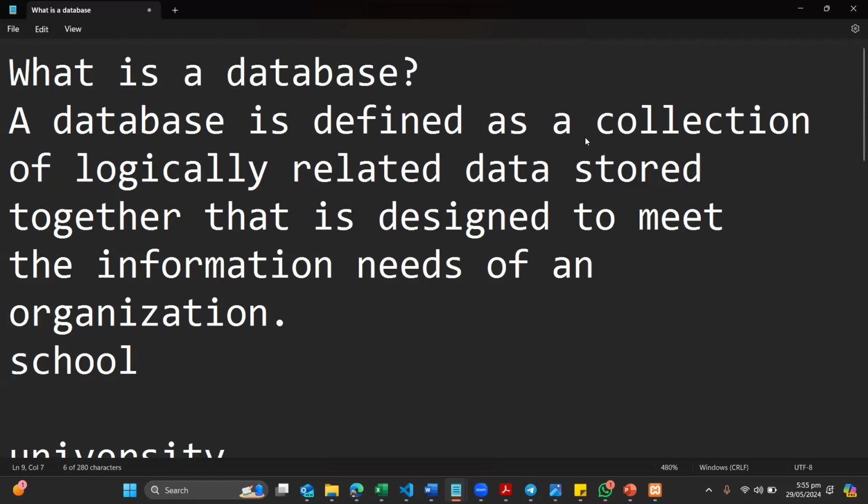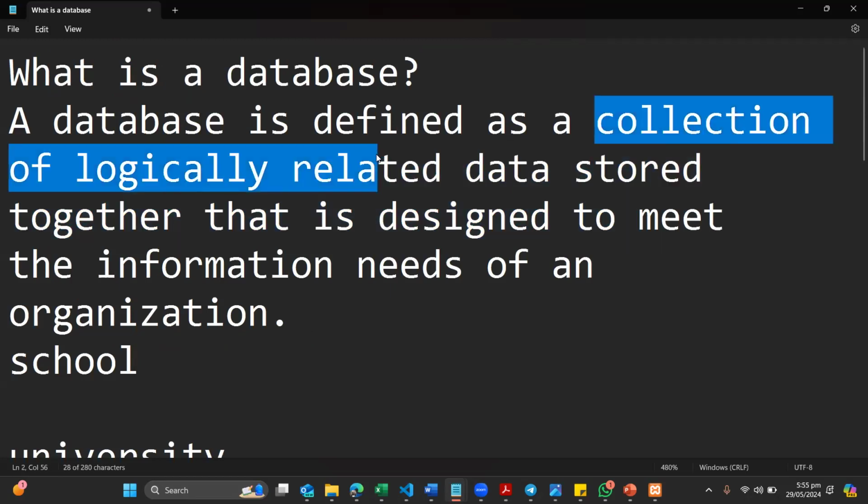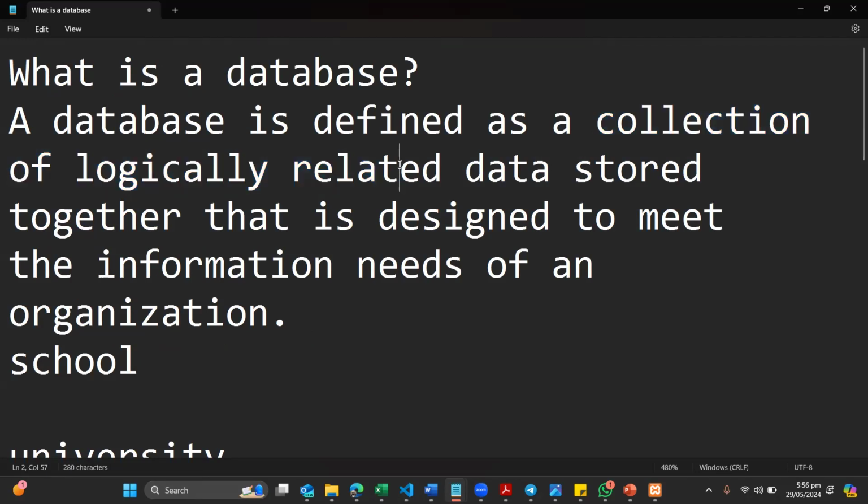So when we say you are collecting data, you say a database is a collection of data. The data must be logical, and at the same time, they must be related together. In a modern day sense, the relationship is what we are looking for. In a modern day database, if there is no relationship, it's not a database. So a database can further be defined.